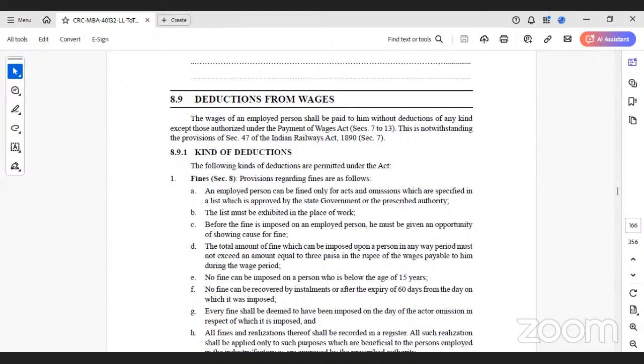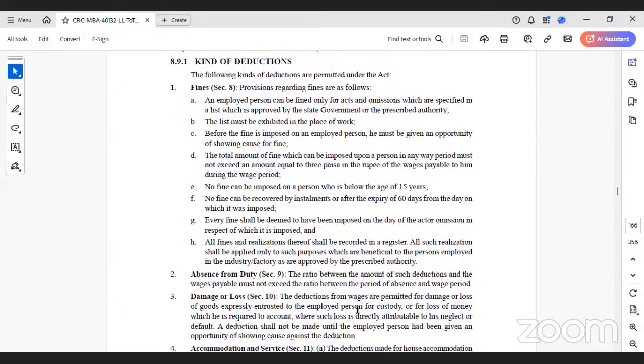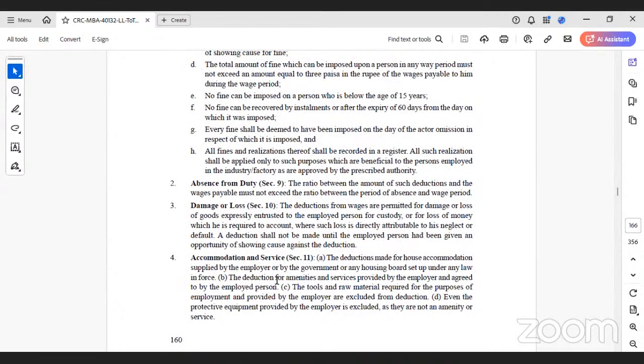And no fine can be recovered by installments on or after the expiry of 60 days from the day on which it is imposed. Every fine shall be deemed to have been imposed on the day of the act or omission in respect of which the fine has been imposed. For absence from duties, the ratio between the amount of such deductions and the wages payable must not exceed the ratio between the period of absence and the wage period.